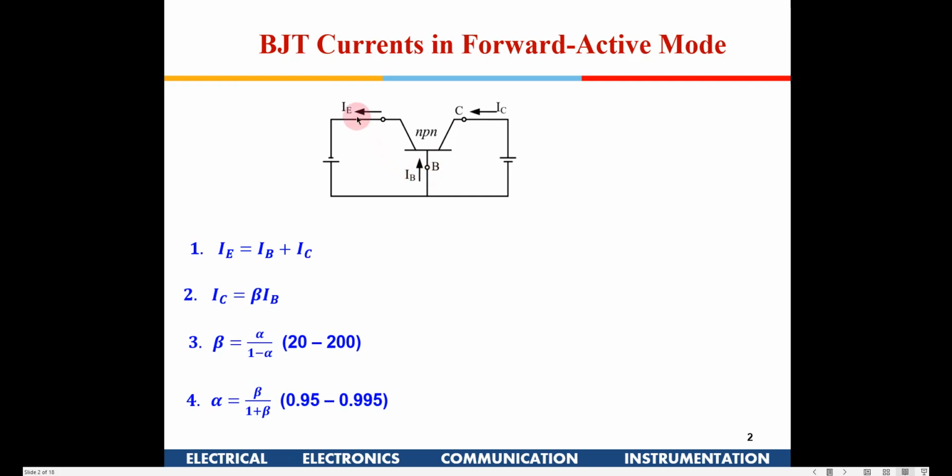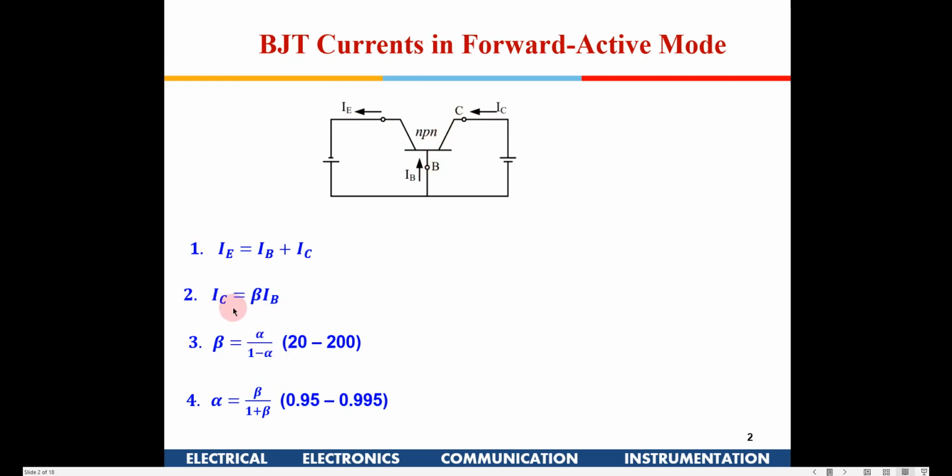So what would happen is the electrons which come from the emitter side into the base region, the majority of them will be collected by the collector because of the positive voltage applied at the collector. Now the equations pertaining to this circuit: the first and foremost is IE is equal to IB plus IC. That means the total emitter current will be the sum total of the base current going in and the collector current coming from the collector node.